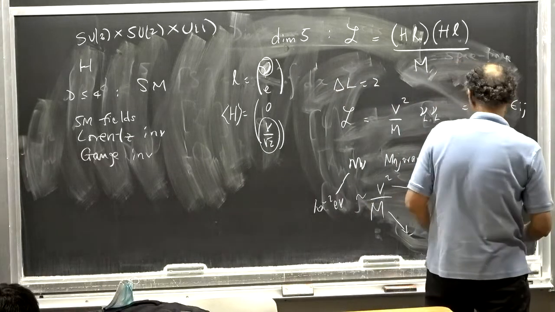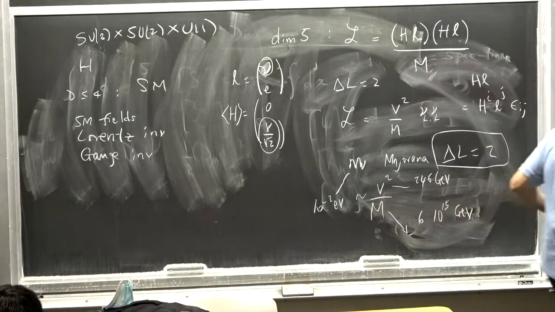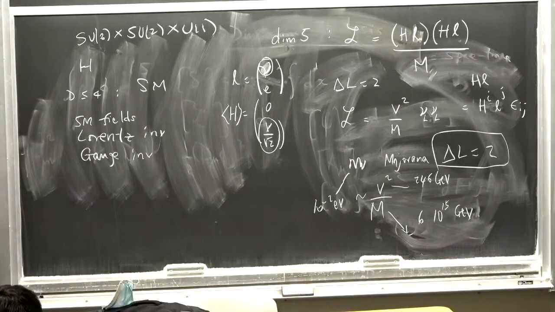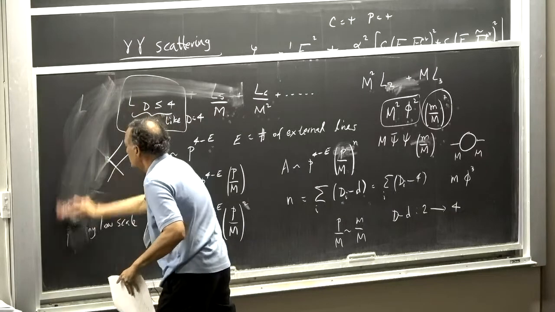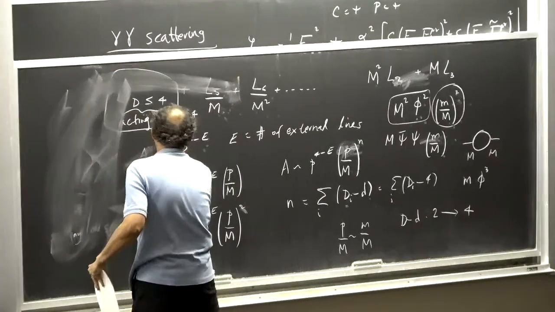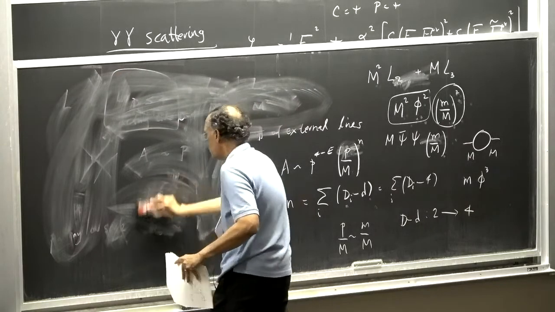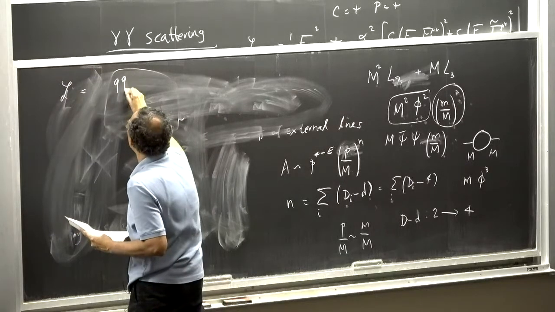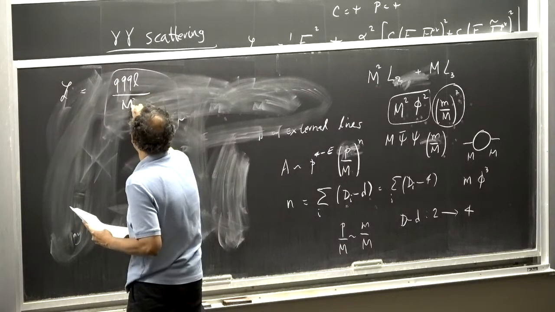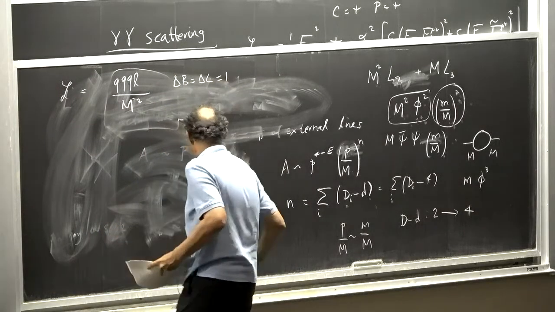Let me just finish this. The other one: if you go to dimension 6, so that we end the story, there's a baryon number violating operator, which is three quark fields and a lepton field over M squared, which is a delta B equals delta L equals 1 operator.